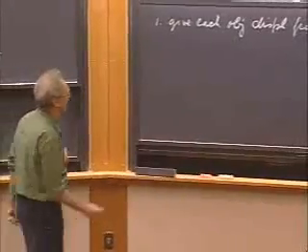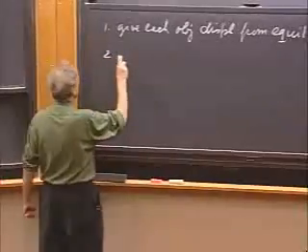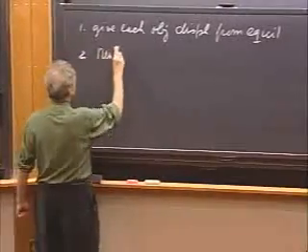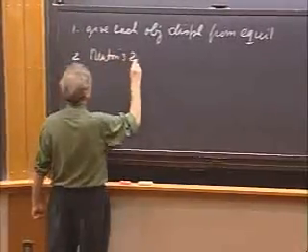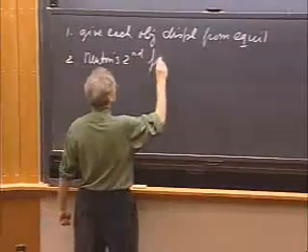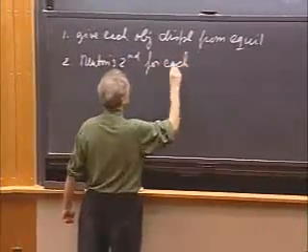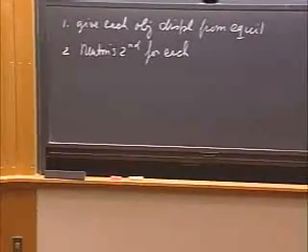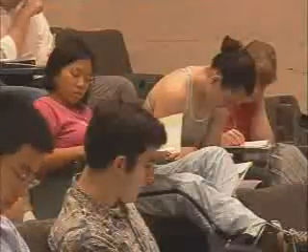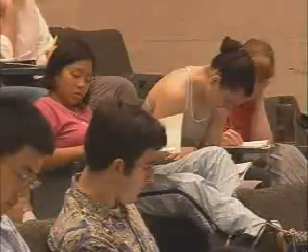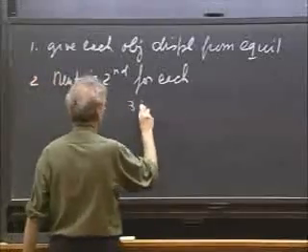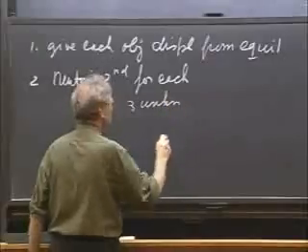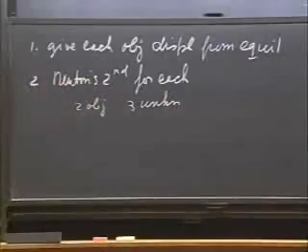That's number one. Once you have done that, you write down Newton's second law for each. Which means, if you have two objects, you have three unknowns. What are the three unknowns?